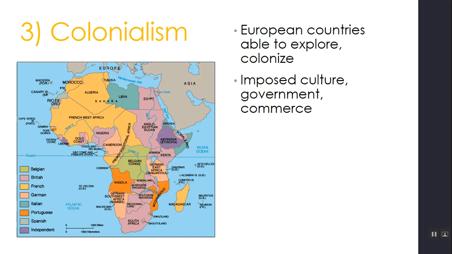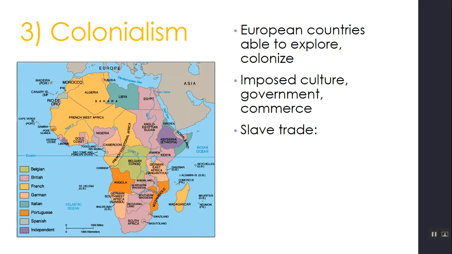And so they went to a bunch of other countries, imposed their culture, their government, and their commerce. They cut up the map of Africa here. You can see with no regard for who lived there or any type of ethnicities or languages. They just divided it up as they saw fit between themselves.